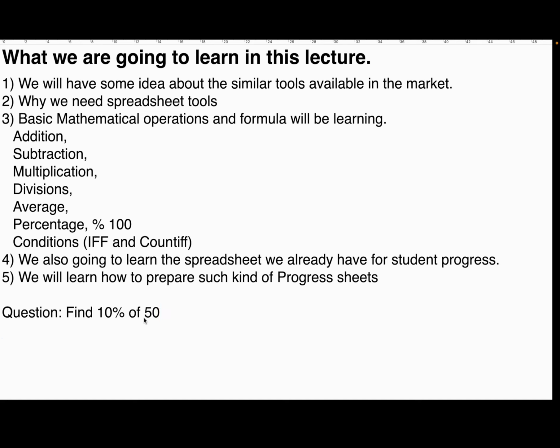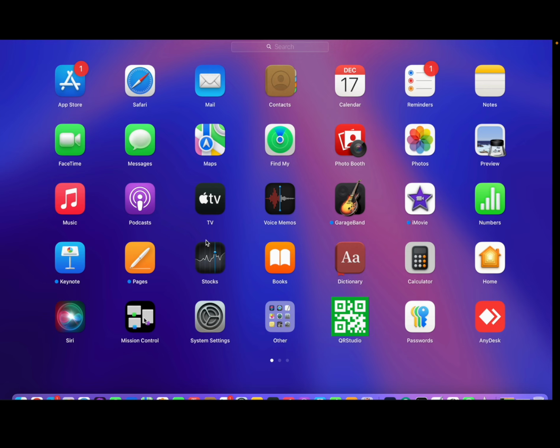First we need to understand we were using this method in our notebook. Suppose this is the question, 10% of 50, then we have to take 50 multiplied by 10 and then divided by 100. This is the method we were using in our school days. If you can use a calculator, we can use a calculator as well.